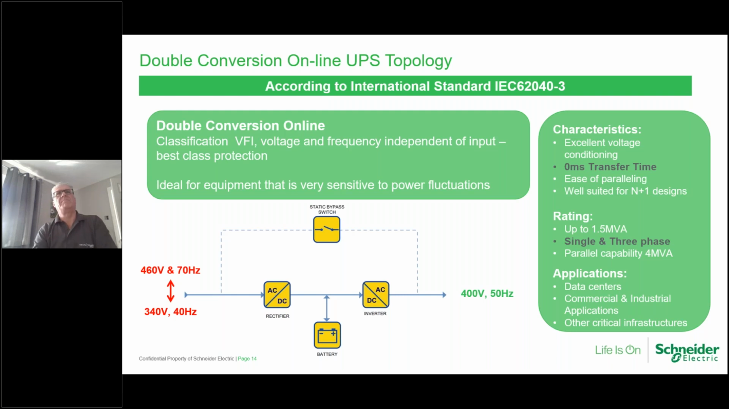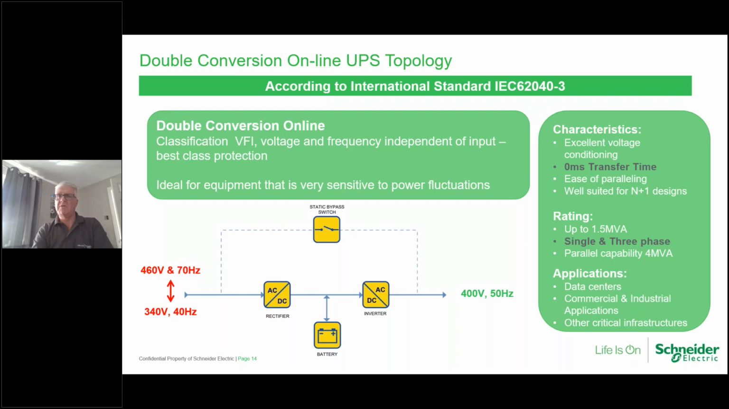This provides excellent voltage conditioning. There's effectively zero transfer time because the battery is always connected. We have this double conversion. This is our main path. You can parallel UPS in multiple outputs, and it's suitable for redundant designs as well.